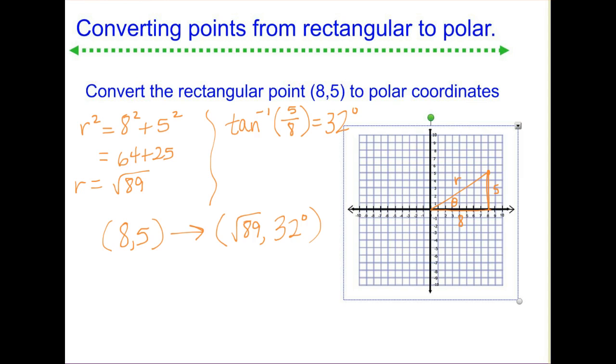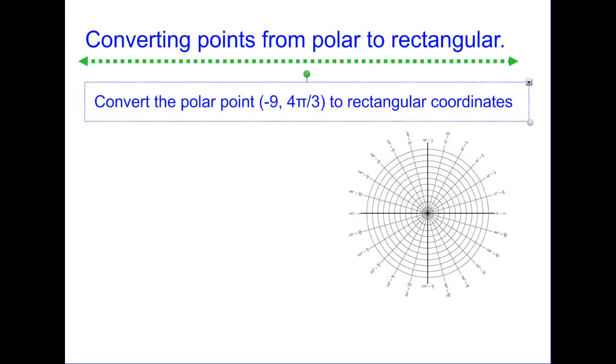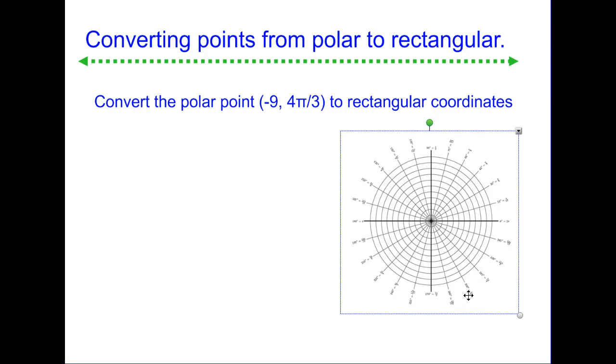The next problem I'm going to do, we're going to go from polar back to rectangular. All right, so now on this problem we have a polar point, -9, comma 4 pi over 3, and we want to switch that to rectangular. So the first thing I need to do is go to 4 pi over 3, which is right here.